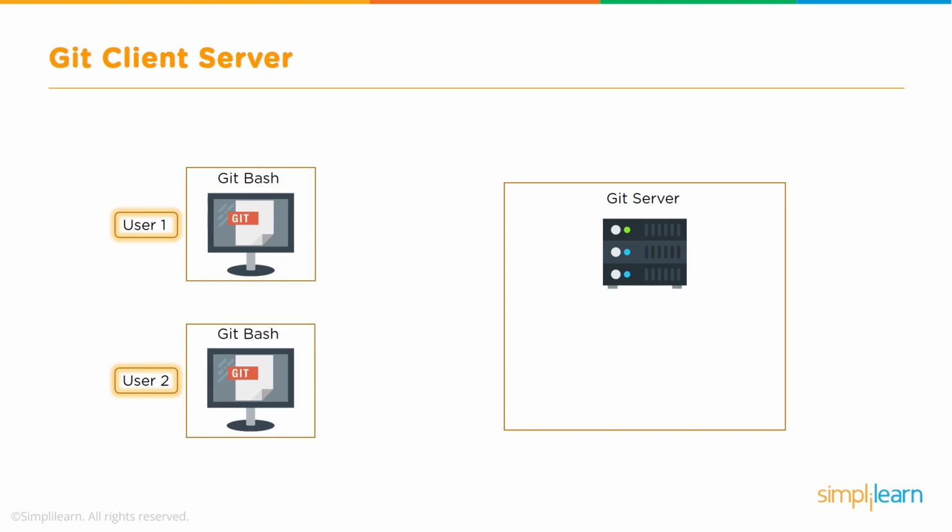Another popular variant of the Git server is Bitbucket. This is from the famous Atlassian products, and it integrates very well with all other Atlassian products like Jira.